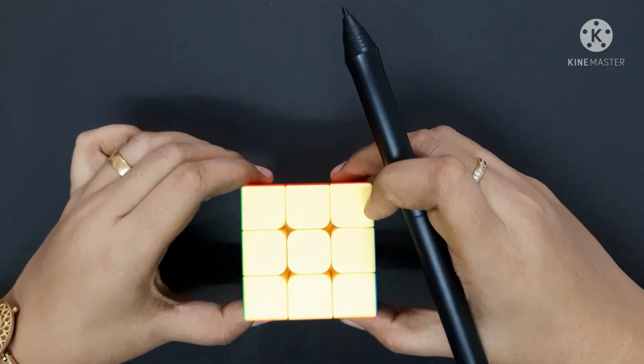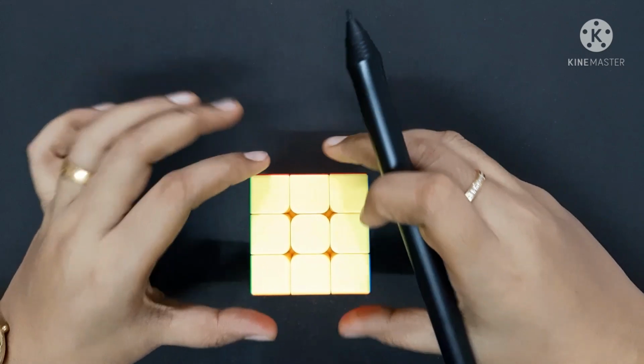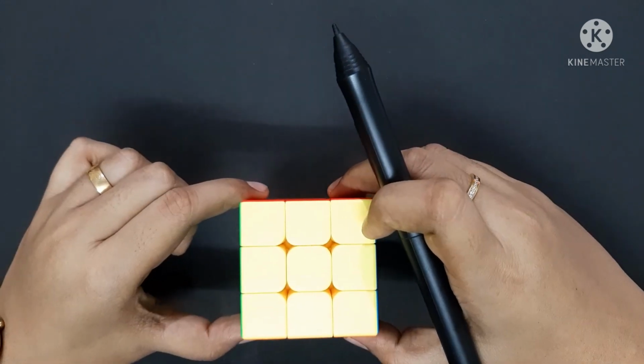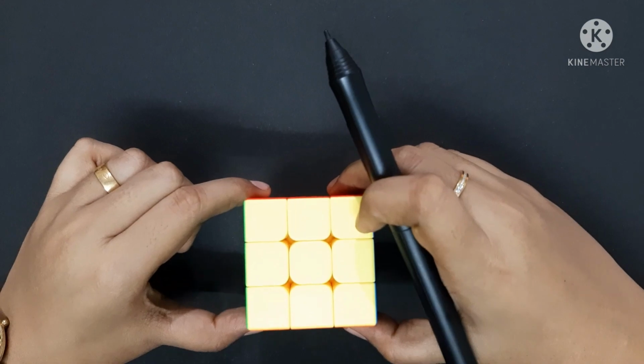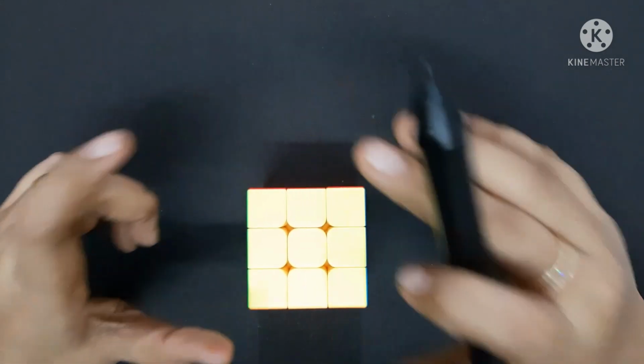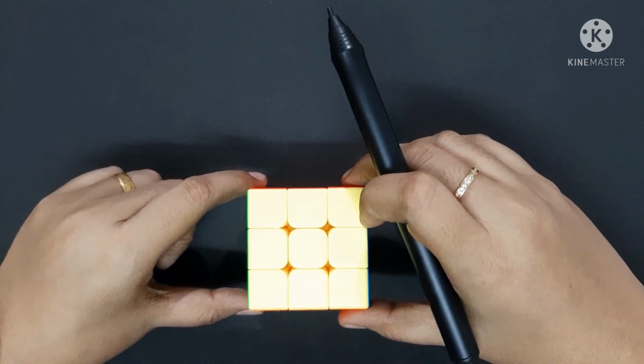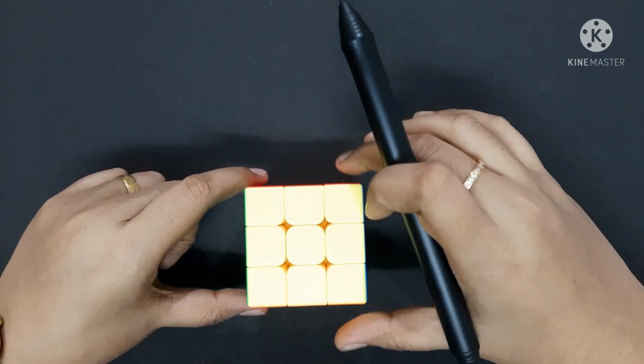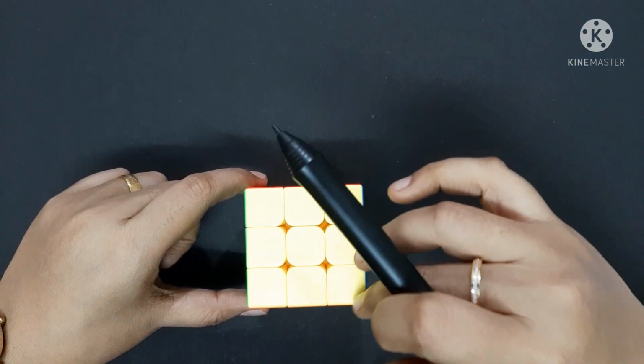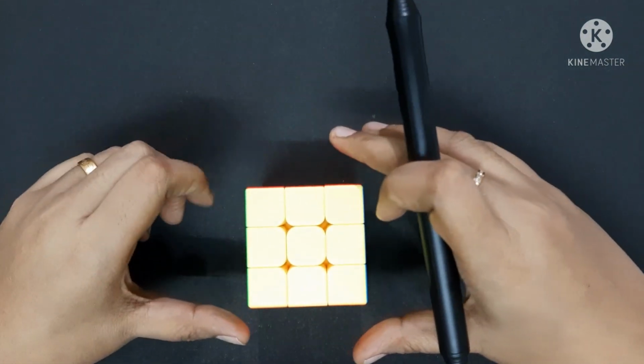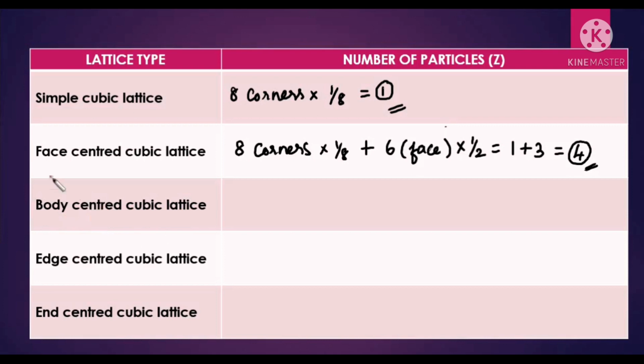But the atom at the body center wholly belongs to this unit cell, since it is present inside it. Therefore the particle present at the center of the unit cell contributes 1 to the particular unit cell. So in BCC there is 1 atom at the center and 8 in the corners. So let us calculate the total number of particles here now. In body centered cubic lattice, it has 8 corner atoms, and then it has 1 body centered atom, is it not?